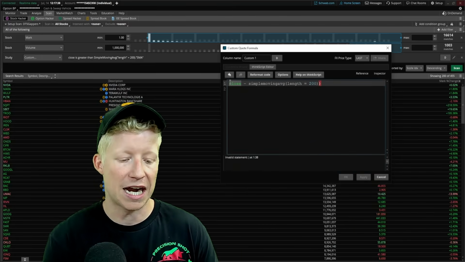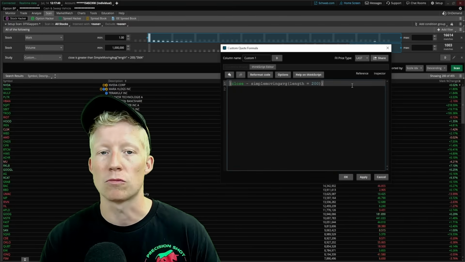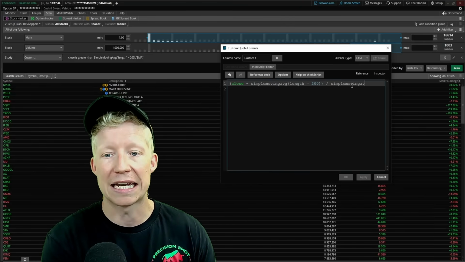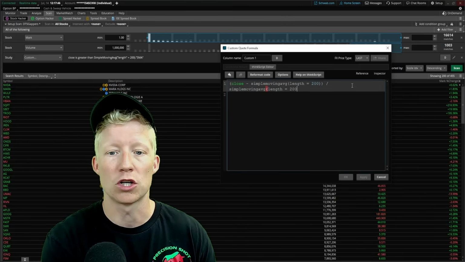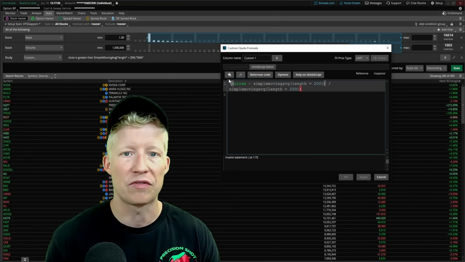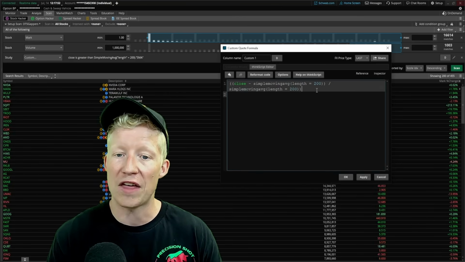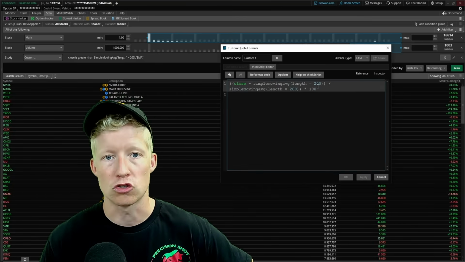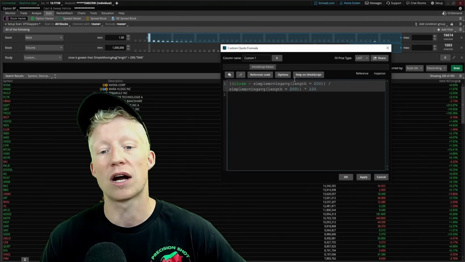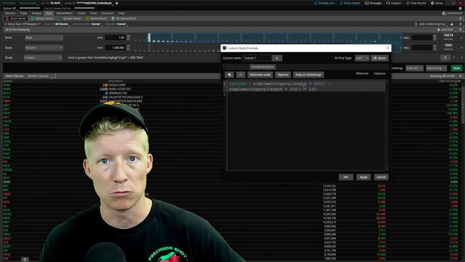Let's go ahead and wrap this entire thing in parentheses so that it is grouped together as our numerator. And let's divide once again by that original value of the 200 length simple moving average. Let's wrap this entire equation in parentheses so that the entire thing can be multiplied by 100 to show us the percent change from the current price away from the 200 length simple moving average.